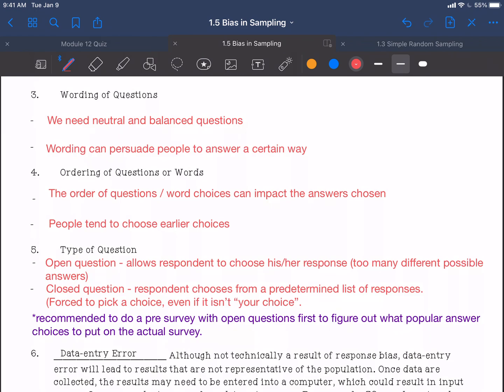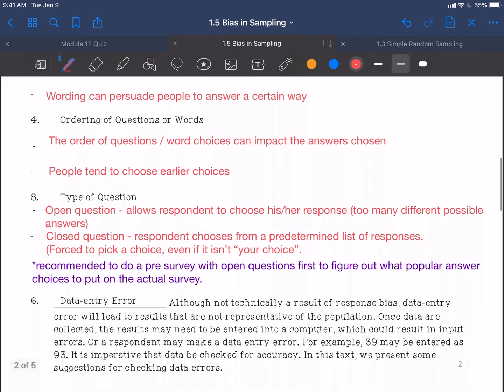A closed question is where the respondent chooses from a predetermined list of responses. That would be like multiple choice. The problem with that is that you're forced to pick a choice, even if your choice isn't on that list of options. So one thing that might be recommended is to conduct a pre-survey that has open questions to figure out what the popular answer choices are, and then use those popular answer choices on the actual survey, and then you can reduce and simplify your data and responses.